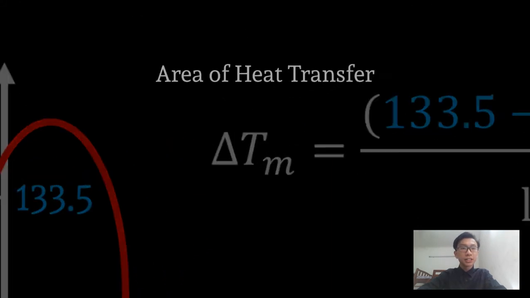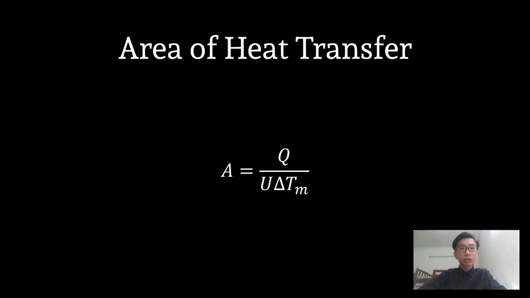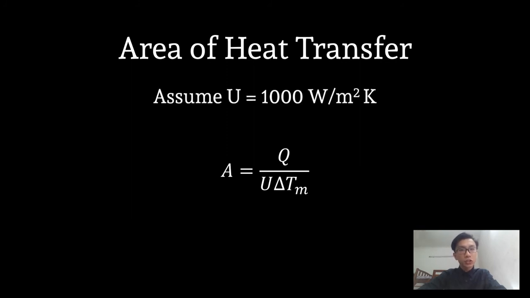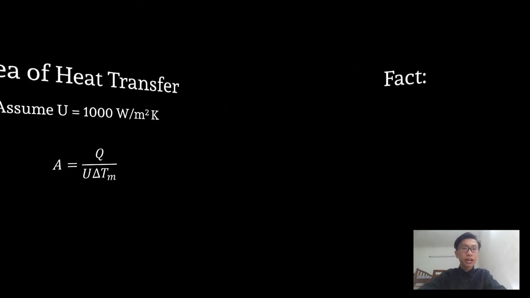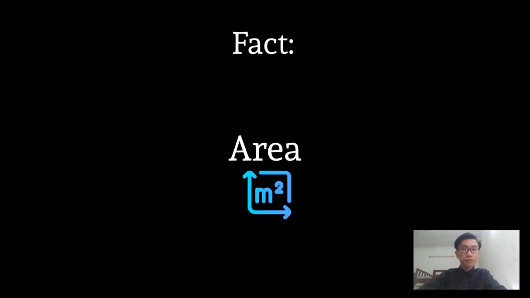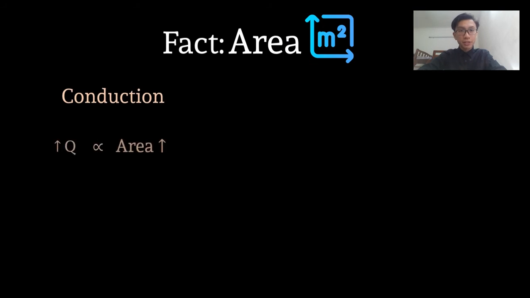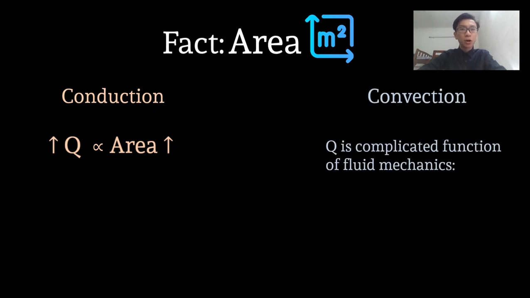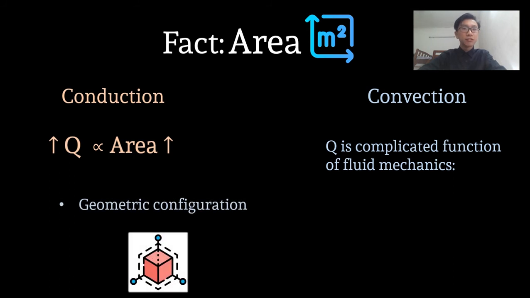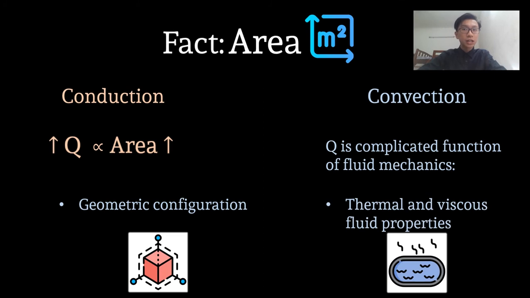In order to calculate the area of heat transfer, overall heat transfer coefficient must be known first. Thus, the assumption made is U equal to 1000 and we can calculate the area of heat transfer. Here is a fact about areas. For conduction, heat transfer will almost always be directly proportional to the area. While for convection, the heat transfer is a complicated function of the fluid mechanics problem, which is a function of both geometrical configuration of heated surface and the thermal and viscous fluid property of the convecting medium.